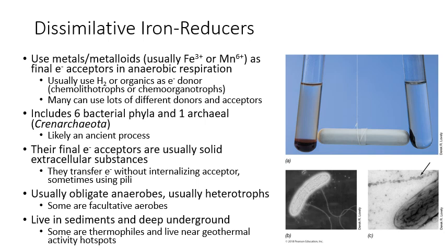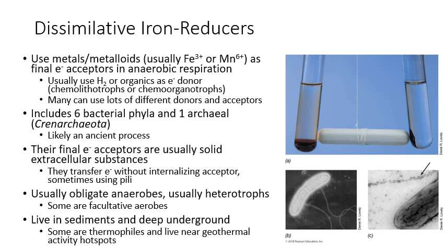Most of them are obligate anaerobes, so they can't tolerate the presence of oxygen, and most of them are heterotrophs, although there are a few exceptions. You do have a noticeable number of them that are facultative aerobes that could switch to using oxygen as their final electron acceptor if it's available. But they usually live in places where you don't really have oxygen, like in sediments and deep underground, so in the soil, but really deep. A lot of them are actually thermophiles, and they would be living wherever you have geothermal activity deep underground.